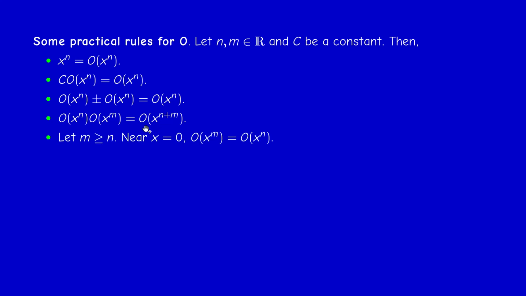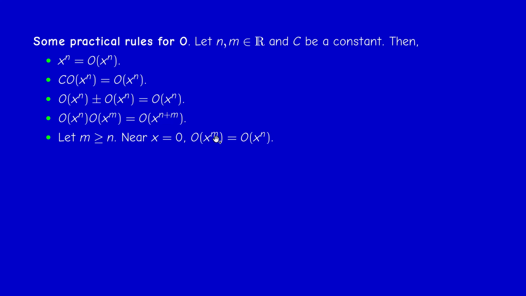Now, here there is a maybe difficult point. We have to specify near which point we are doing these asymptotic estimates. If you are near zero and m is bigger than n, then xm is much closer to zero than xn. So if you like, the ratio xm over xn is less than 1.